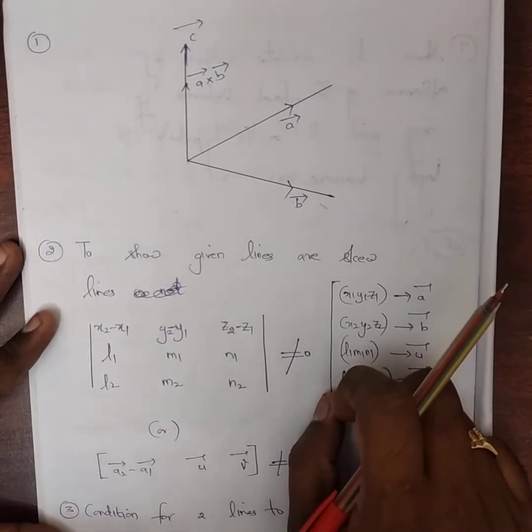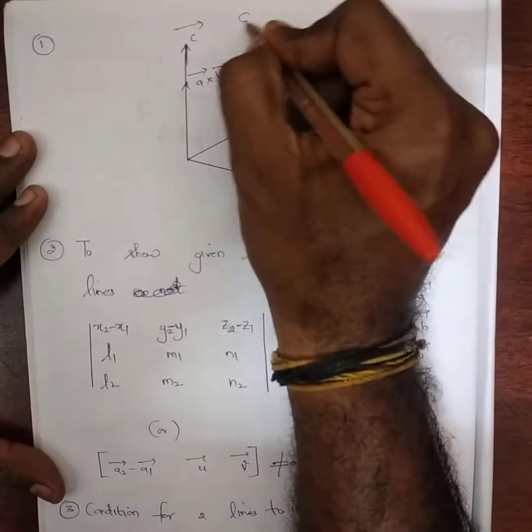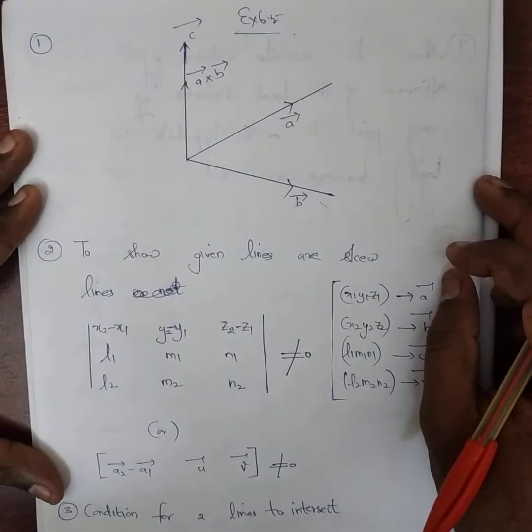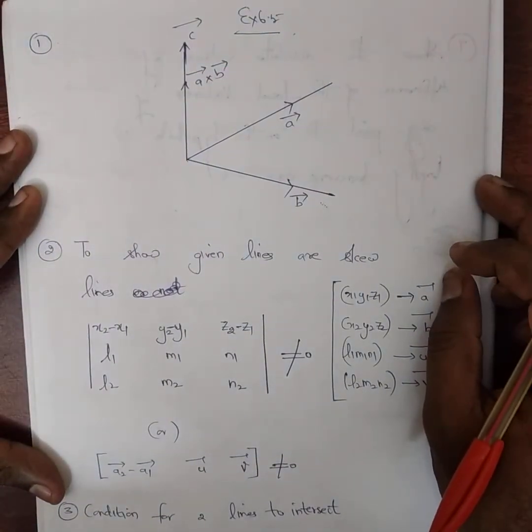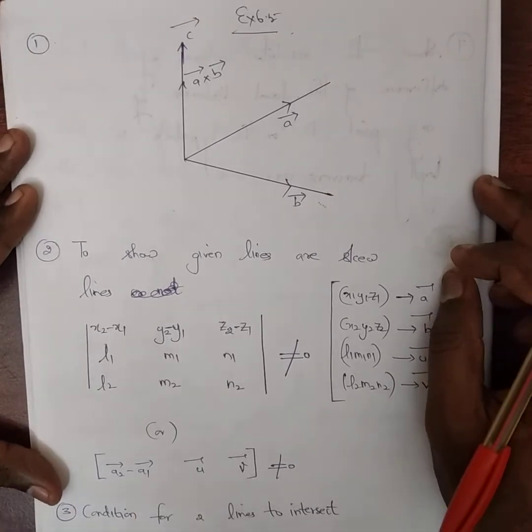12th standard, exercise 6.5. To derive the sums in exercise 6.5, we need some formulas and some instructions. So what are the instructions and formulas we're going to see?